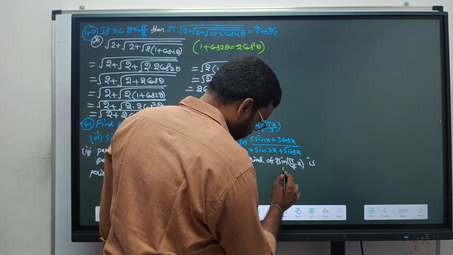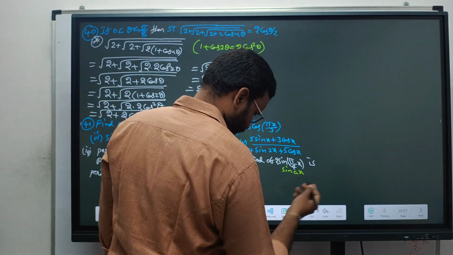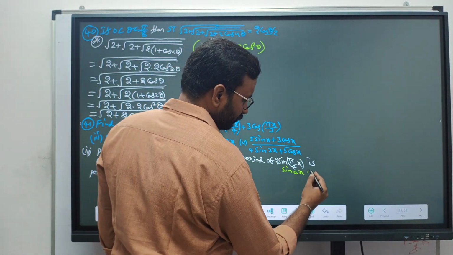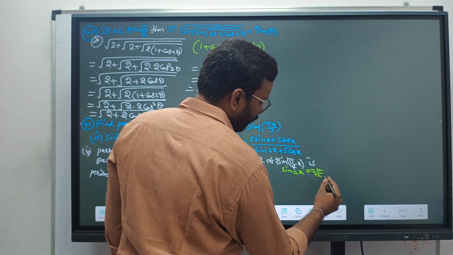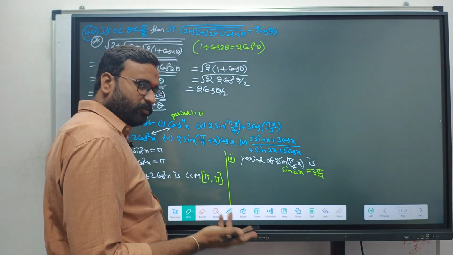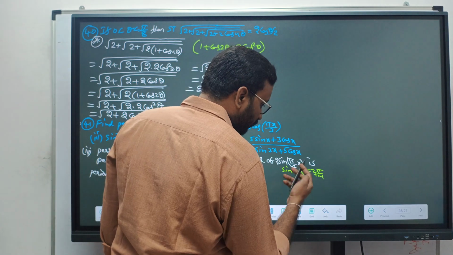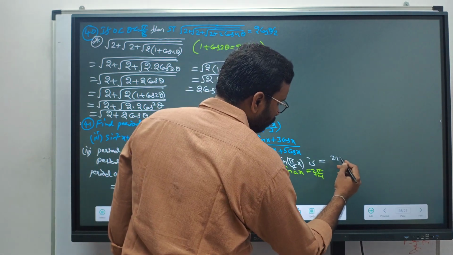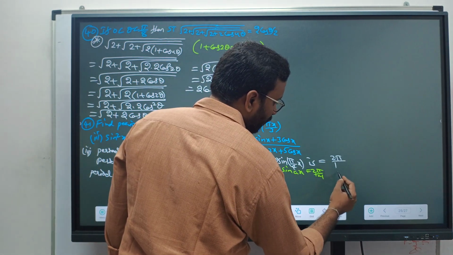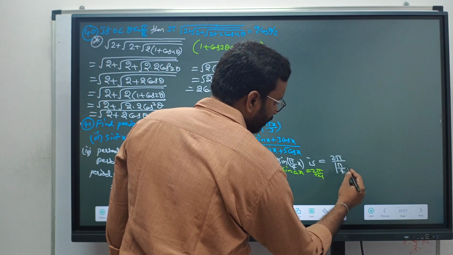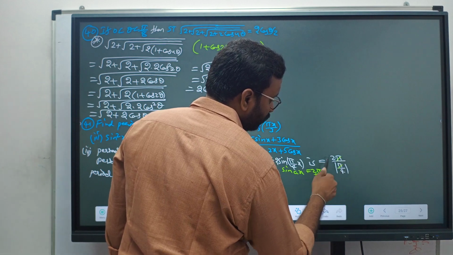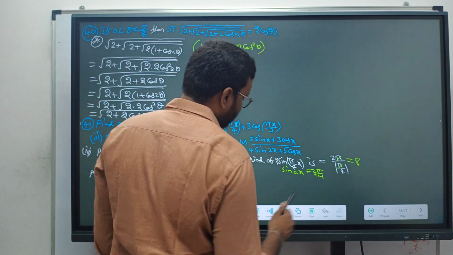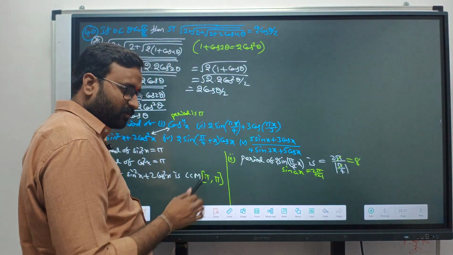This is in the form of sin ax only. What is the period? 2 pi by mod a. For cos ax also, 2 pi by mod a. For sin(pi/4 x), 2 pi by mod a means 2 pi divided by pi by 4, which gives 8. So the period of sin(pi x by 4) is 8.